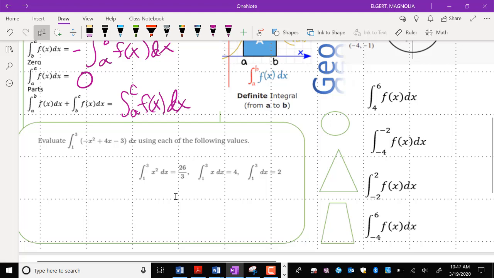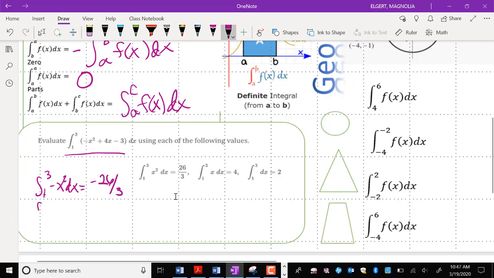It wants you to evaluate this, and they gave you all of these. So the first one they give us is the integral of x squared, which is 26 thirds. Well, if I go here, I have negative x squared. So again, my 1 and my 3, my boundaries are the same. So this is just using these properties we just went through. So my first one would be from 1 to 3 of negative x squared dx. Using the given information, that would be negative 26 thirds, because this one was positive.